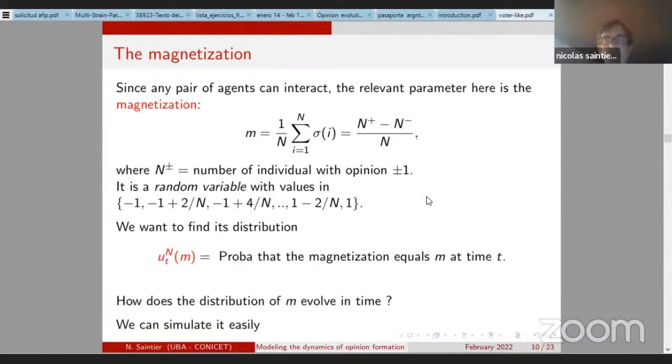And now the question would be to find an equation for the distribution of the magnetization. And we will do that using a very standard procedure among physicists, which is based on the master equation. So this is very informal, heuristic, but it will give us the right equation at the end. Right? So let's see how it works.